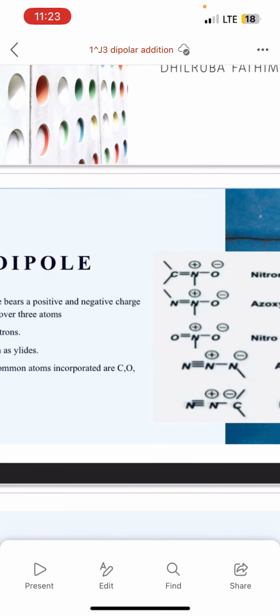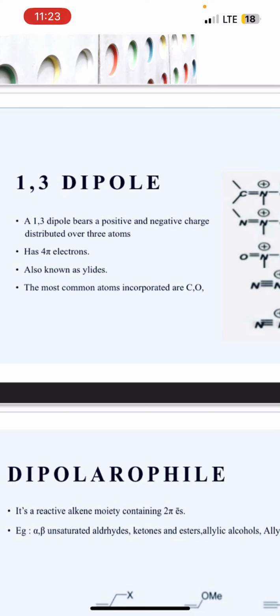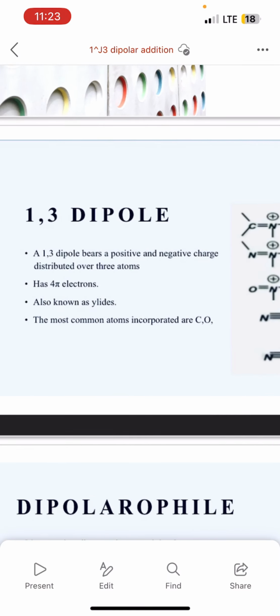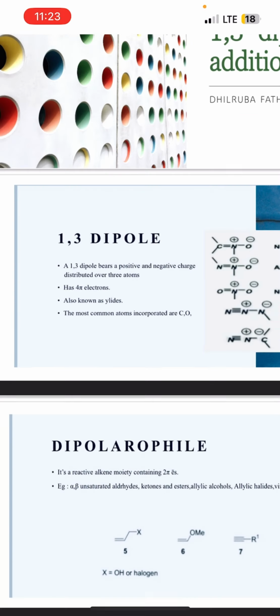Here totally 4 pi electrons are present. So a 1,3 dipole has 4 pi electrons. These are also known as ylides, which we have already studied in the former classes. The most common atoms incorporated in the 1,3 dipole are carbon, nitrogen and oxygen atoms.